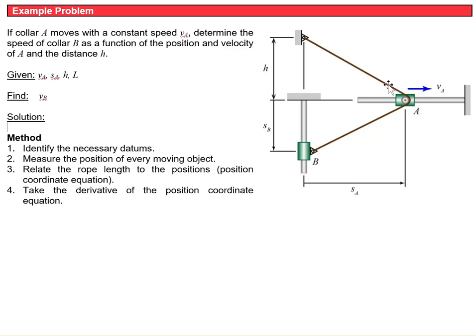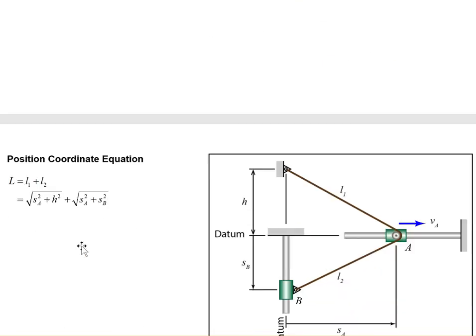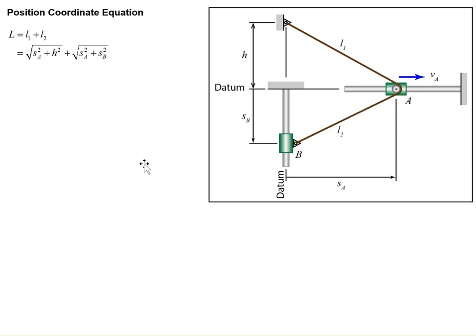And we have one rope, so we can use those two positions and h to determine the length of the rope in terms of the position, which is the position coordinate equation. Once we have that, we take the derivative and can relate the velocities. All right. So the position coordinate equation, if we look at the total length of the rope, it's going to be equal to this length, L1, plus this length, L2.